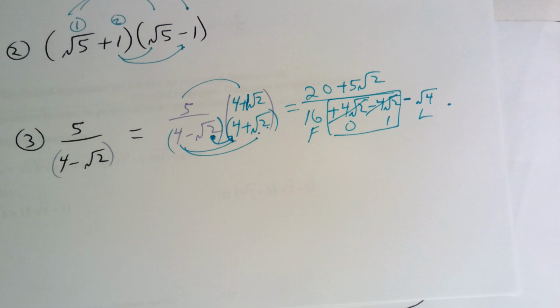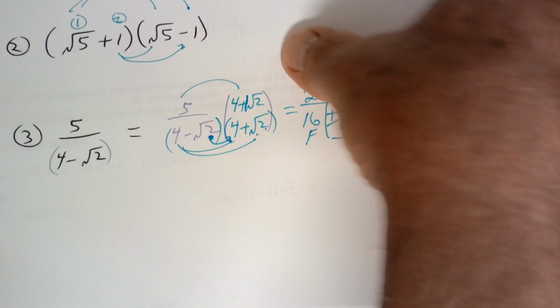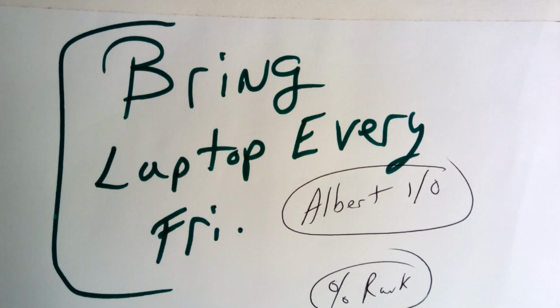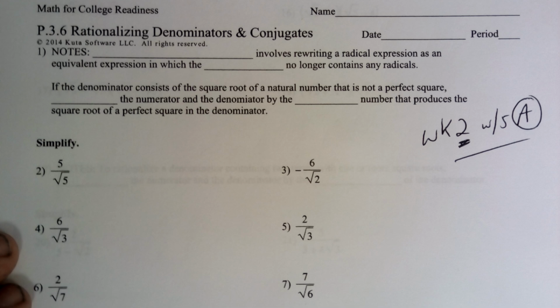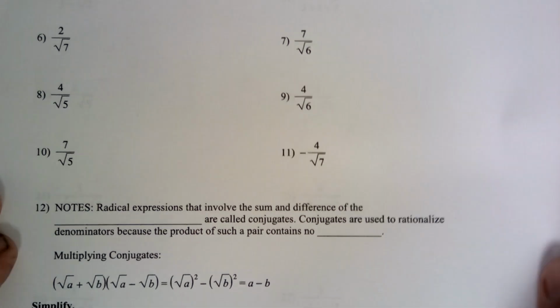Today's work is a worksheet, and I want to make sure that you're doing this. So if you get stuck, make sure you ask. Okay? So today, the worksheet looks like this if you can't be with us. Okay? And this is week 2, worksheet A. And then the back side looks like this.